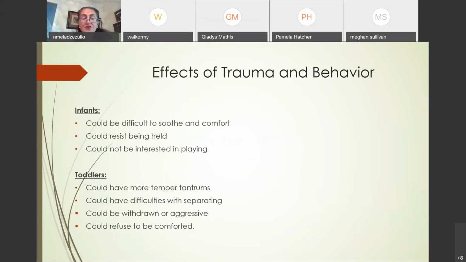And then a child could be withdrawn or aggressive. It could be aggressive, but it could also be a child who is very quiet, and very often we miss a child like that. They're very quiet in a corner by themselves, but that child could be going through trauma and stress, and we are not aware of it because he's not acting out, not throwing toys, not upset. And of course, they could be refusing to be comforted.